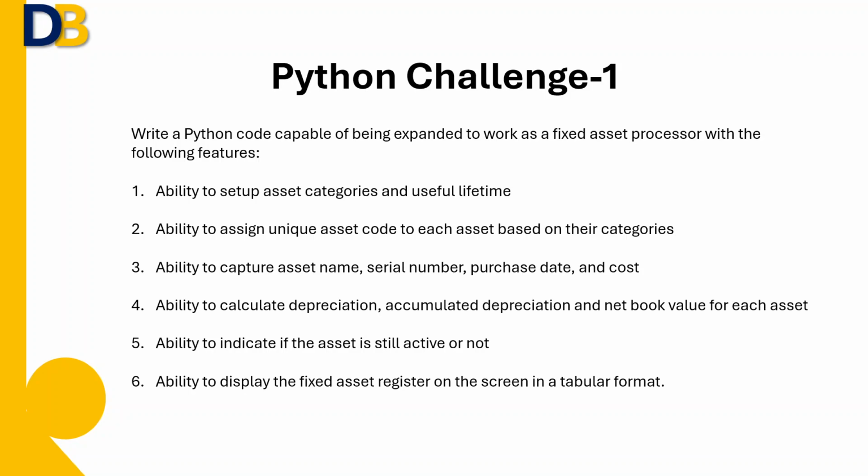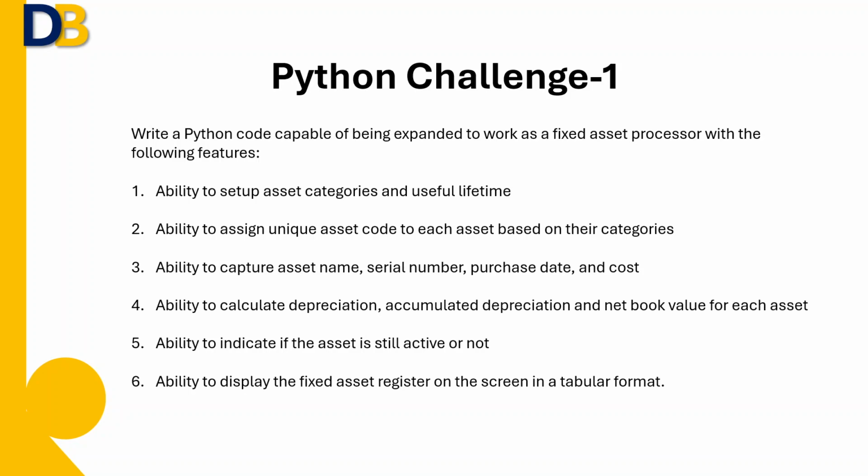Once your program is able to create these asset categories, then you need to be able to create individual assets and then assign unique asset codes to them based on their category. So if you have created an asset that falls into, say, computers or hardware related assets, there should be a standard code for anything in that category and they should be unique. Same thing with other asset categories.